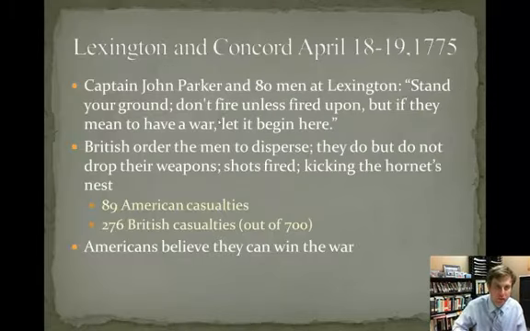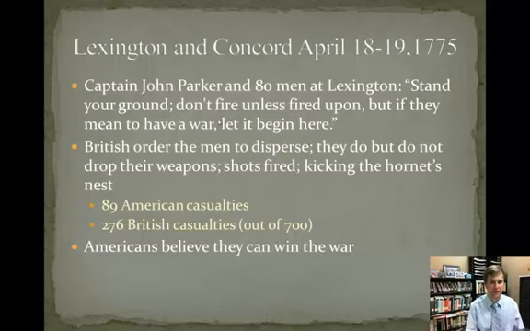So Lexington and Concord took place on April 18th in 1775. Captain John Parker and about 80 men showed up at Lexington in the morning, and Parker gave the following order: "Stand your ground, don't fire unless fired upon, but if they mean to have war, let it begin here." And what happened was the British show up at Lexington. They tell the men to disperse. They do, but don't drop their weapons, and so shots are fired. This kicks the hornet's nest. From that point forward, Americans are coming out of everywhere to attack the British.